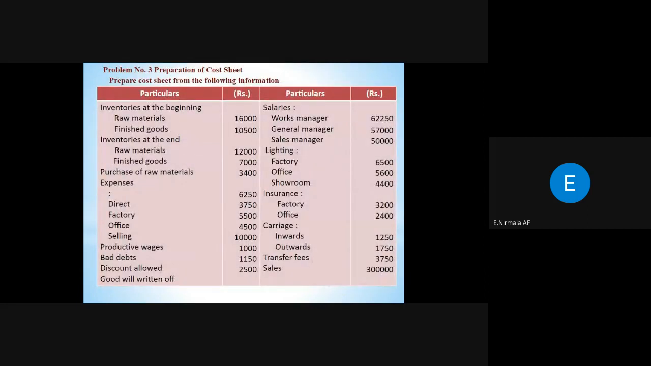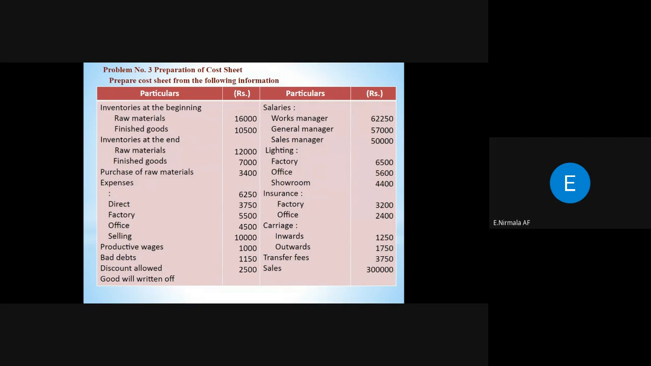So how many overheads are there? 3 overheads. First one is factory overhead. Second one is office and administration overhead. And third one is selling and distribution overhead. So first we have to find out prime cost. Then we have to add factory overhead, and then office overhead, and then selling and distribution overhead. So finally, in the question, if we have sales, then we have to find out the balancing figure, whether it is a profit or loss.